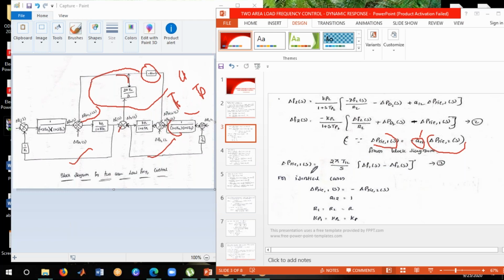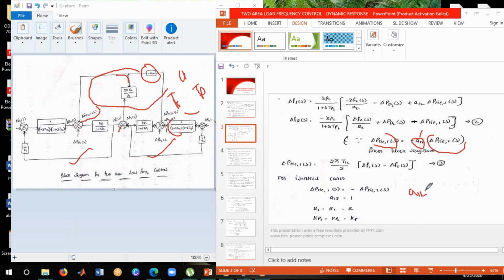Suppose if we want to write this value for area 2, what we have to do is we will get an additional minus a12 here. And for identical cases, in the sense when the two areas are generating the same amount of power, then your a12 value will become 1.